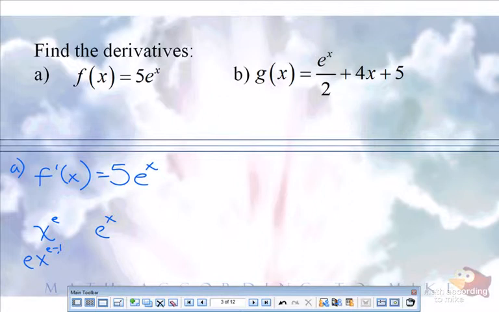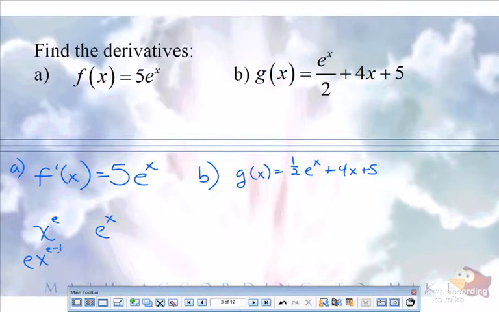How about part B? How can we rewrite e to the x over 2? Because otherwise I'd have to use a quotient rule. Well, dividing by 2 is the same thing as multiplying by a half. So it's easier to look at it as 1/2 e to the x plus 4x plus 5. I didn't take the derivative yet. There's no prime.